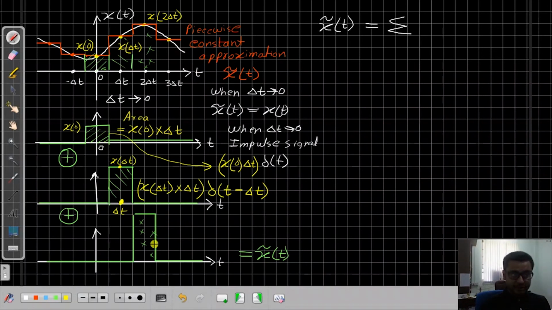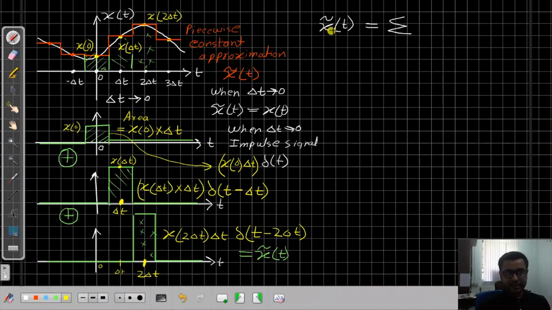Now, can you tell what should be the expression of this pulse? It is occurring at the point 2 del t, and the area of this curve will be this height. This height is this height, which is x of 2 delta t multiplied by the width, and then delta impulse of t minus 2 del t.